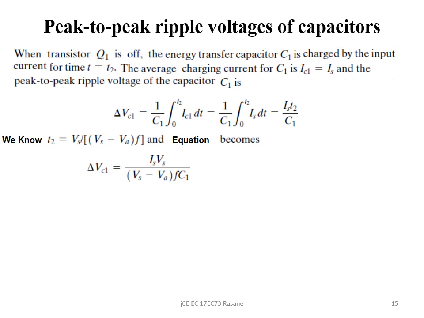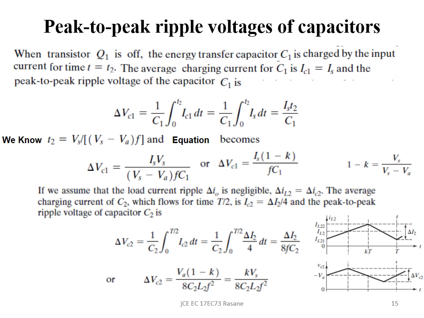So we know that T2 is equal to Vs upon Vs minus Va into F, and substituting in the above we get this equation, which becomes delta Vc1 is equal to Is into Vs upon Vs minus Va into F upon C1, or delta Vc1 becomes equal to Is into 1 minus K upon F C1. We have substituted for Vs divided by Vs minus Va, which is equal to 1 minus K.